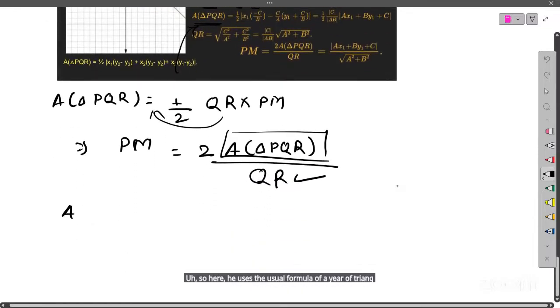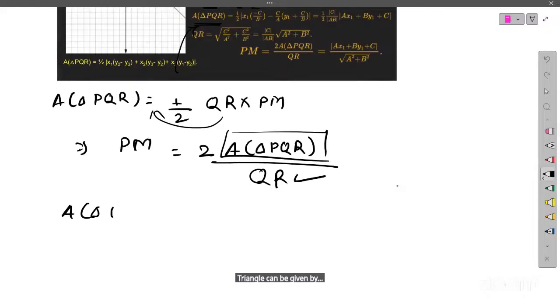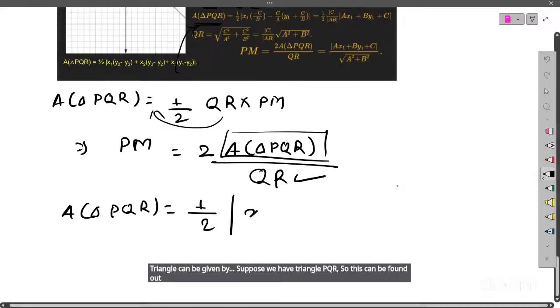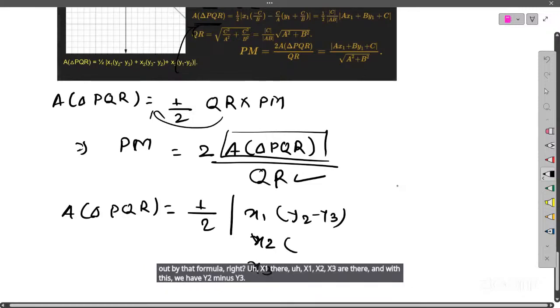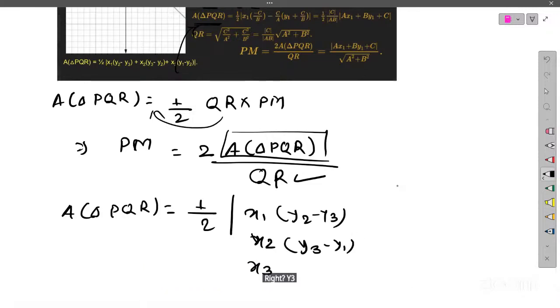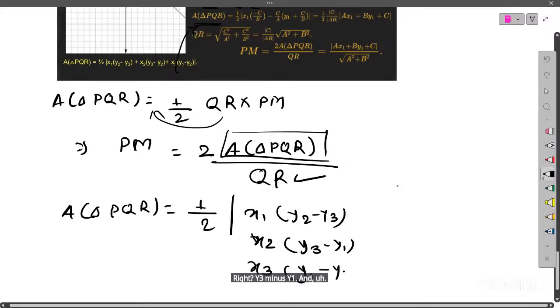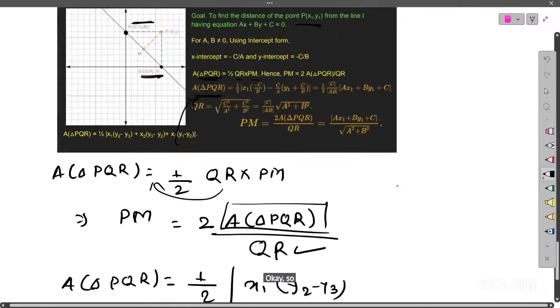So we know that the area of a triangle, suppose we have triangle PQR, can be found by that formula, right? x1, x2, x3 are there, and with this we have y2 minus y3, y3 minus y1 and y1 minus y2. So if you apply that formula, you will get this particular thing: 1 by 2 x1 minus c by b minus c by a.